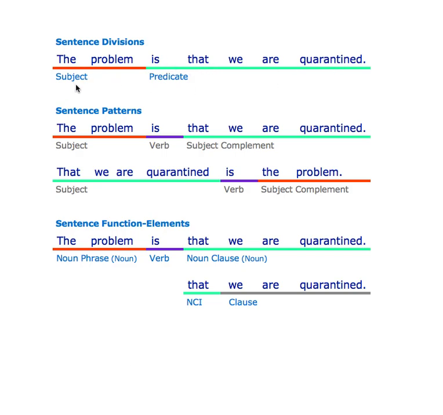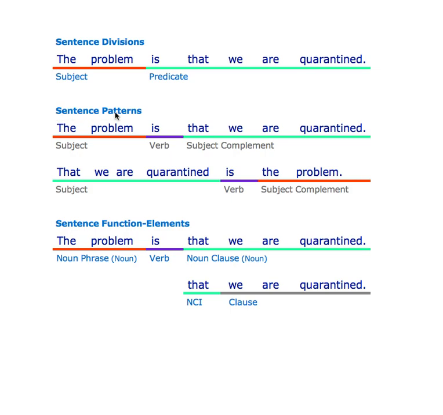So the subject, the problem, is here, right? The predicate is over here. So we have two different divisions. That's plain and clear, right? Now, this particular setup is very, very common. Subject predicate is very, very basic. But let's get just a little bit more complex.